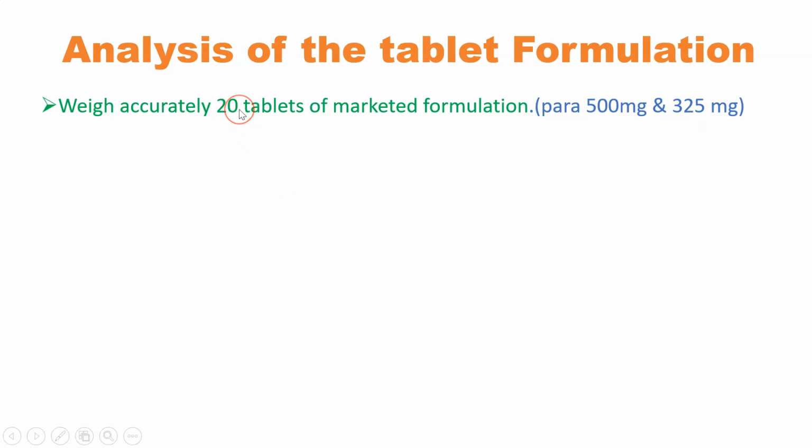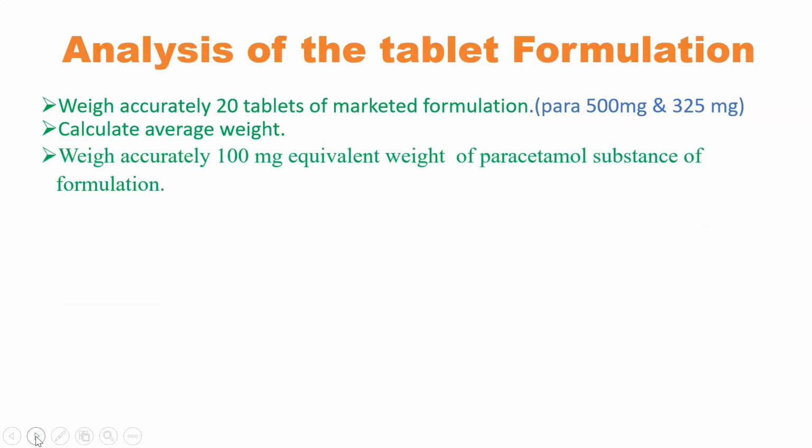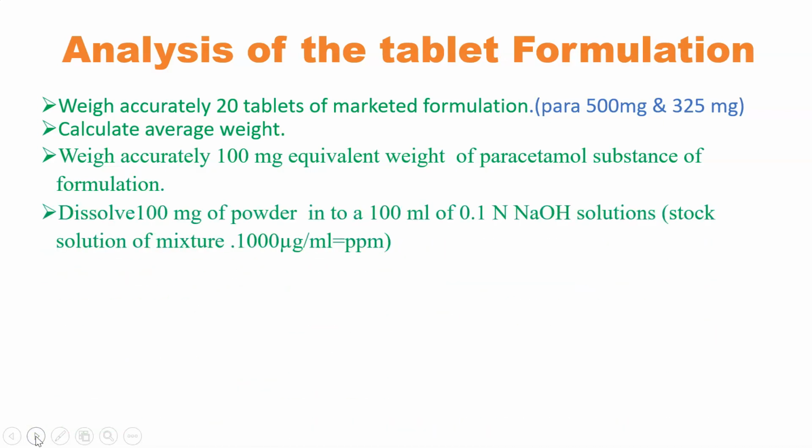Firstly accurately weigh 20 tablets of a marketed formulation, and after that calculate the average weight. We will see in Excel how to calculate the average weight. After that weigh accurately 100 milligrams of paracetamol. I will explain how to weigh 100 milligrams of equivalent weight of paracetamol from a formulation. After that dissolve this 100 milligram equivalent weight of paracetamol. Here you need to note this, it is an equivalent weight, and I will explain how to take that equivalent weight. After that it gives a concentration of 1000 microgram per ml or 1000 ppm.